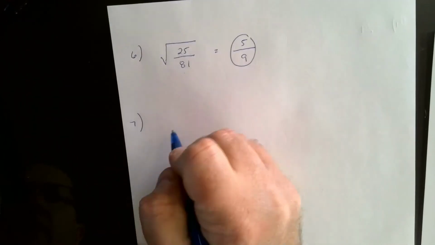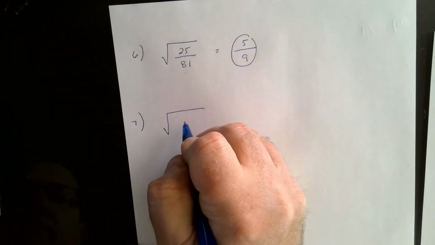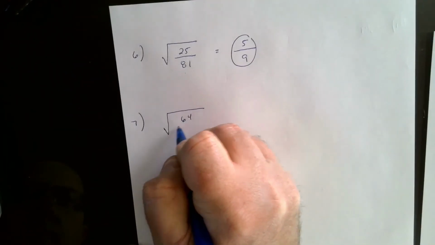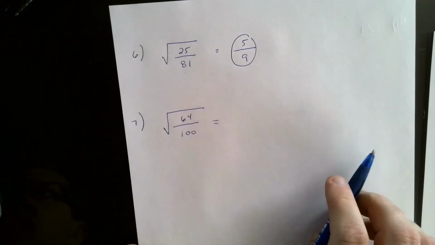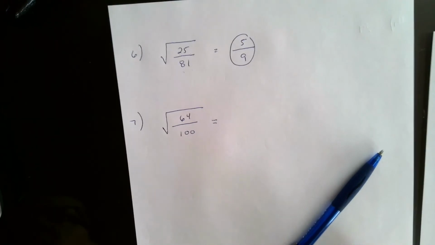Let's have you look at one real quick. So the square root of 64 over 100.